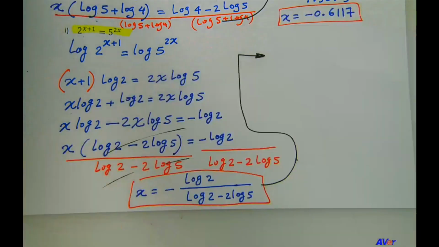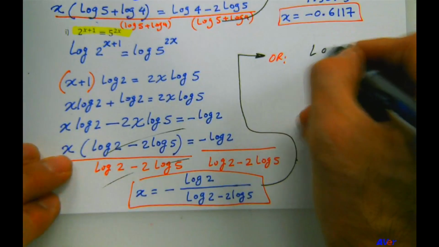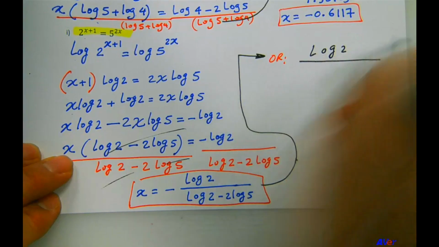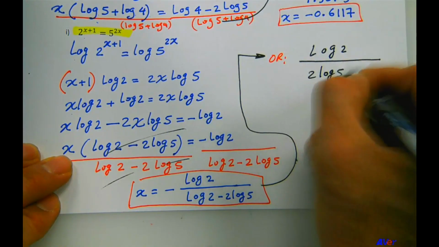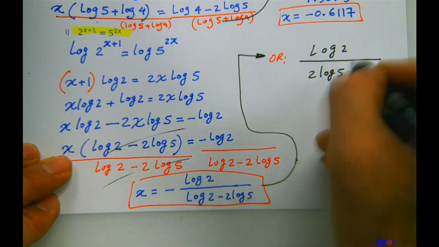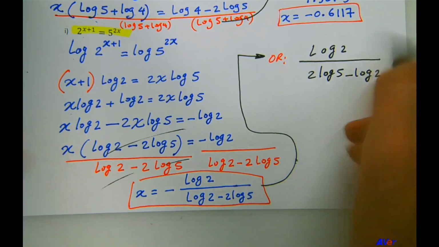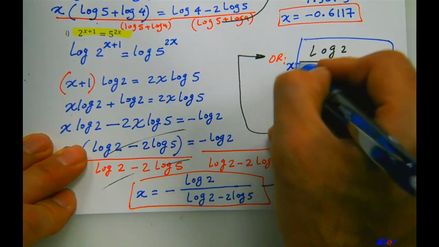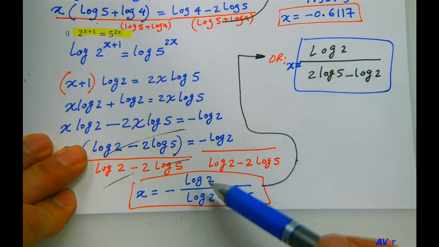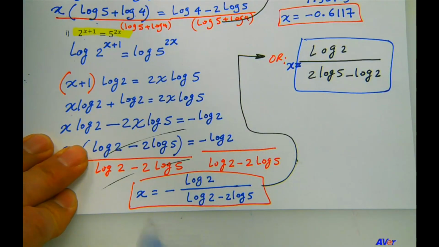So you can say either this or log of 2 divided by minus times 2 log 5, it's going to make it positive, minus times positive log 2 minus log 2. So that's the same, or x equals that. That's the same answer written in a different form. Why? Because this minus, I took it and distributed it to the denominator. You could do that. Okay? So either answer is acceptable.